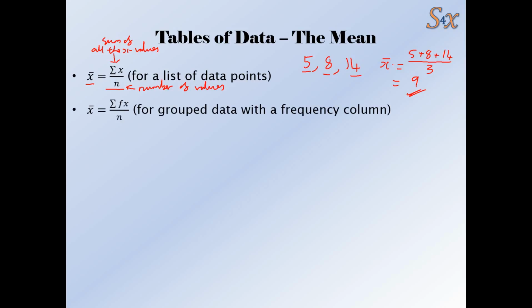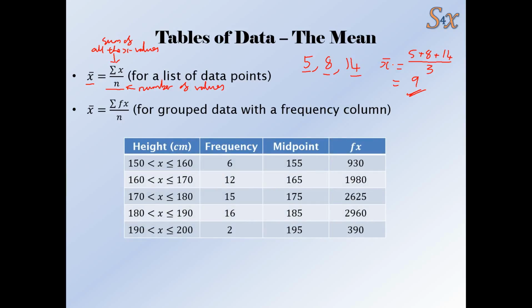We've got a slightly more complicated formula when we've got data with a frequency column. You will probably have seen this at GCSE. They look something like this. Okay, so this is an example of height. We've measured a number of people and we put them into categories. Instead of just measuring their exact height, we've measured it and said, well, they're in the 150 centimeters to 160 centimeters category. So we're saying there's 6 people who have a height between 150 and 160 centimeters, and there's 12 people that have got a height between 160 and 170 centimeters.